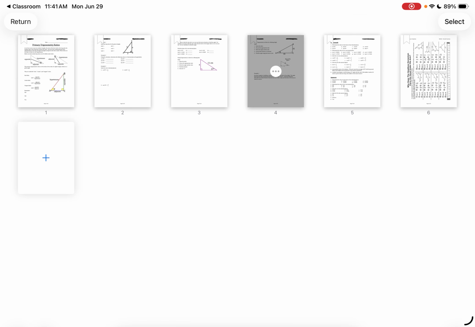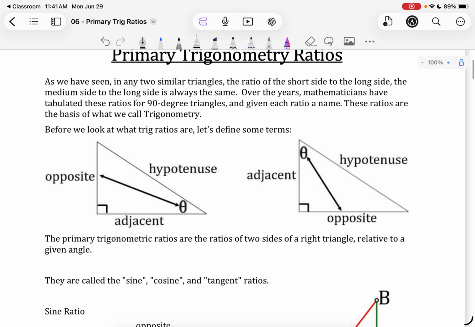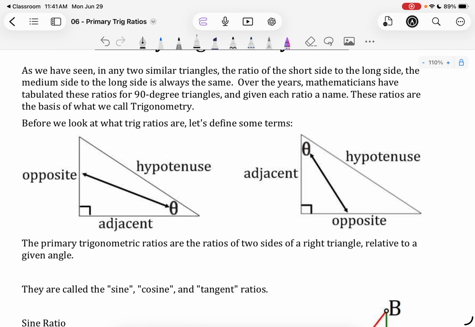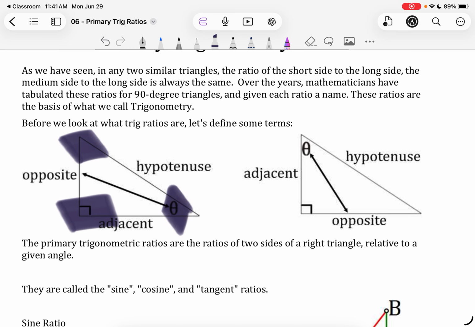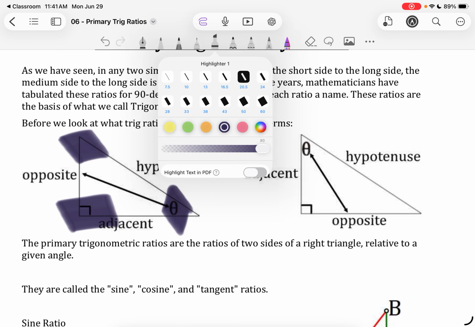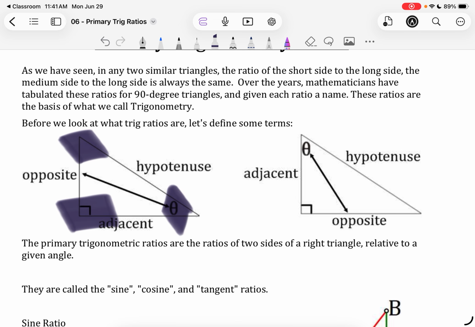Now, let's backtrack to here. We need to understand what even is a right angle triangle. Essentially, a right angle triangle is a triangle which has one 90-degree angle, such as that, and two smaller angles, like that, and three sides, being the hypotenuse, adjacent, and opposite.